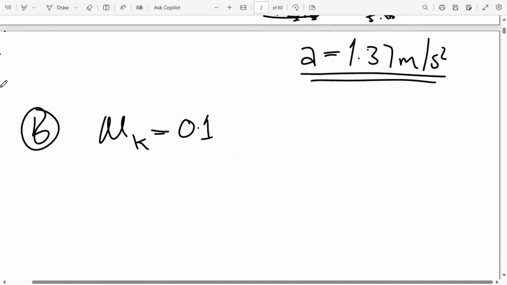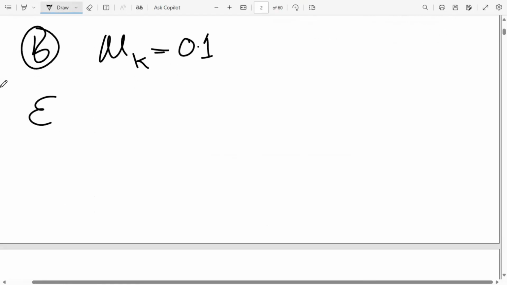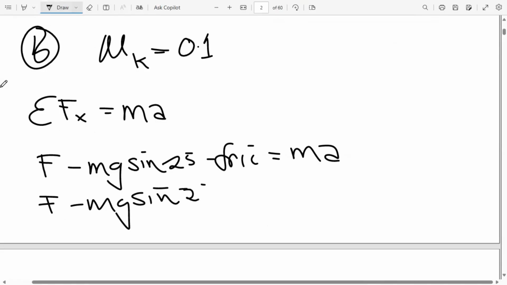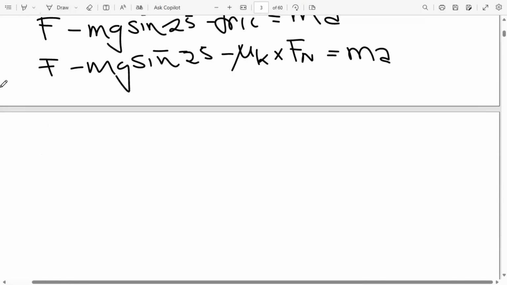So I'm going to introduce my formula to say the summation of forces in the x-axis will be equal to mass multiplied by acceleration. What forces do we have in the x? We have 32, which is F, the positive force, minus mg sin 25 minus the force of friction. So F minus mg sin 25 minus mu k multiplied by the normal force Fn will be equal to mass multiplied by acceleration. Okay, so the question is as simple as that.